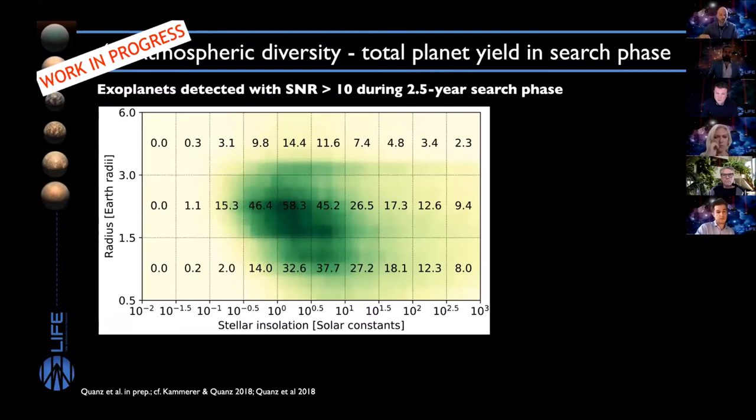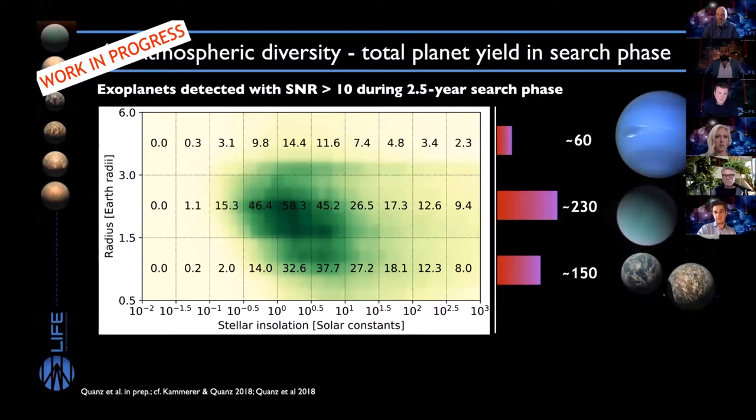Each box contains the average number of planets that we obtained from our Monte Carlo simulations by redoing the survey, by recreating multiple universes. I think in this case we did 500 runs through our stellar sample. These numbers are a little bit hard to read, so let me help you a little bit. I put the sum on the right-hand side. We expect roughly 150-ish planets between half an Earth radius and 1.5 Earth radii, 230 in the mini-Neptune regime, and then 60 in the Neptune regime. We limited the study to these radii for the time being.